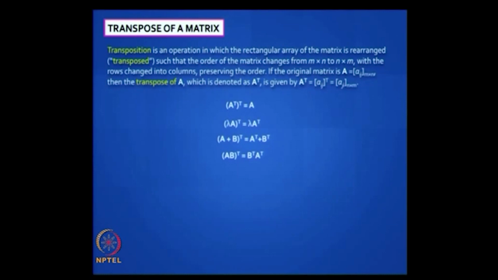You are familiar with this, and you have these properties. If you take the transpose of the transpose, you get back the original matrix. If you pre-multiply it with the scalar, you can take it outside, and this is interesting. The third one is also simple. A plus B the whole transpose is A transpose plus B transpose, but AB the whole transpose is B transpose A transpose. So here you have to do a switch, then only it works.